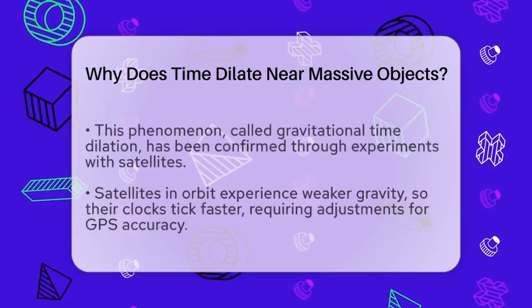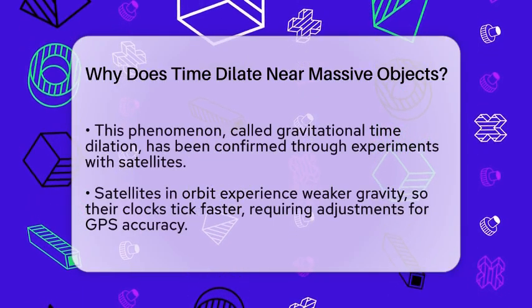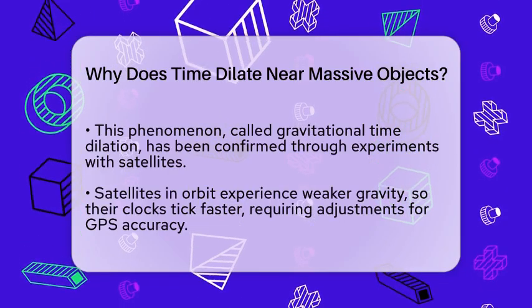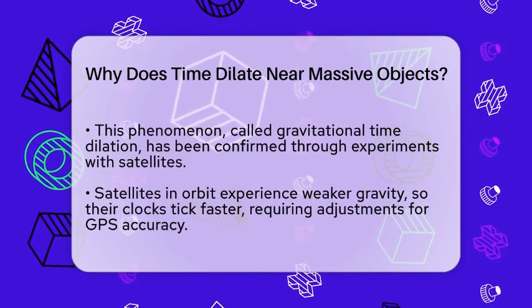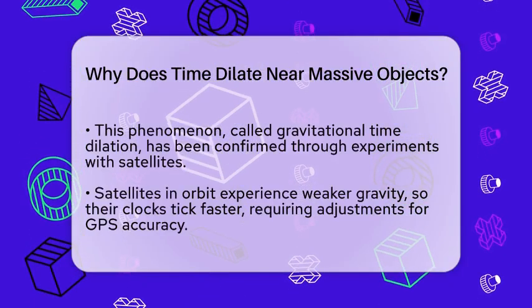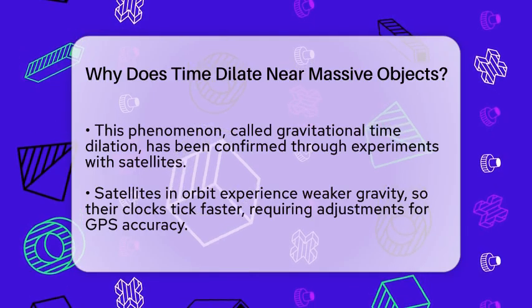It might seem small, but it has been measured and confirmed through experiments. For instance, satellites orbiting the Earth experience weaker gravity than on the ground, so their clocks run slightly faster. To keep GPS systems accurate, scientists have to adjust for this tiny difference.